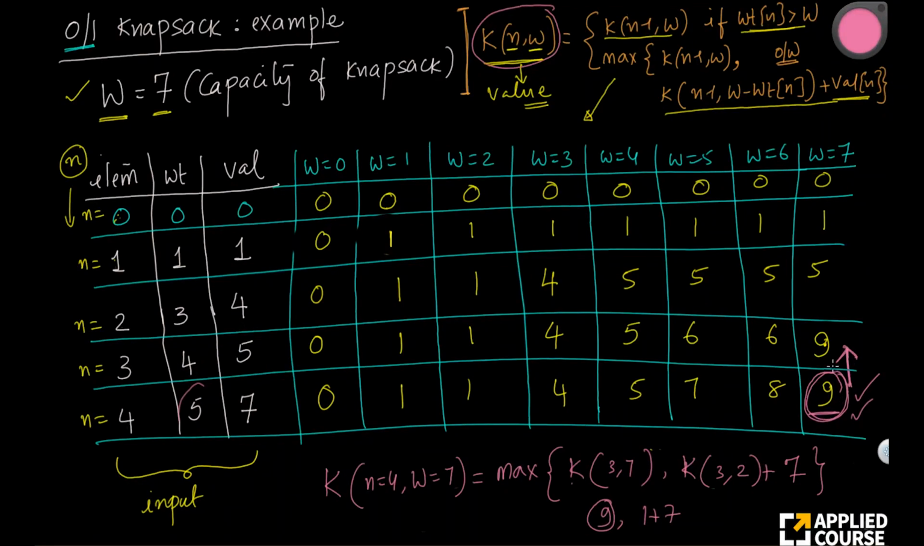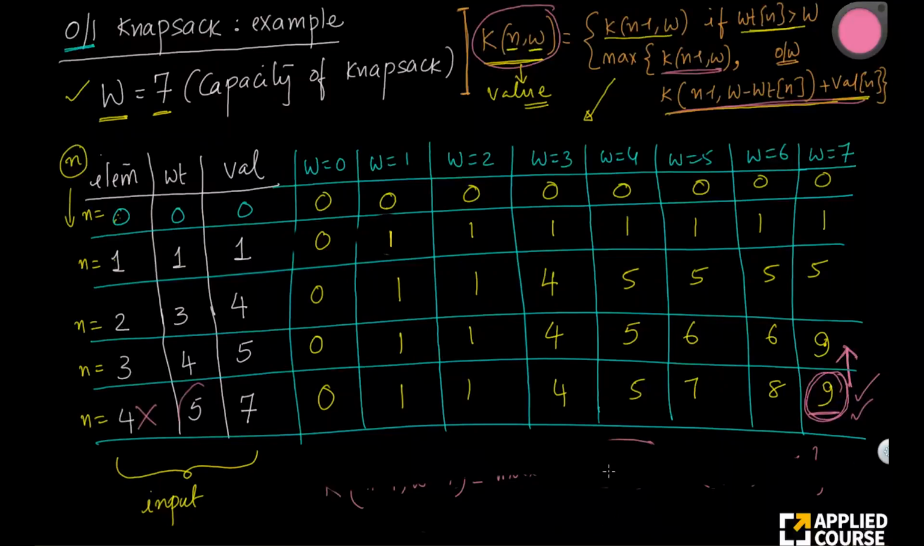Look at these two options. In this option, I did not include the nth item. In this option, I included the nth item. Because this is the option that generated this 9, item 4 will not be there in my knapsack, because I got the optimal value by not picking the nth item to be part of my knapsack. I hope this is clear. Now the next question is, how did I get this 9? If you recall, we actually worked out how we got this 9, but let's do it.